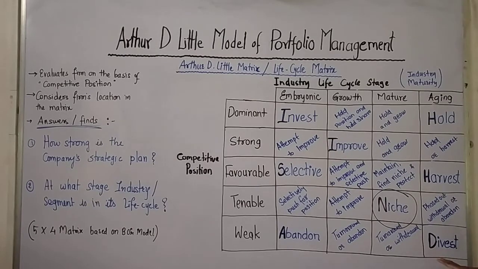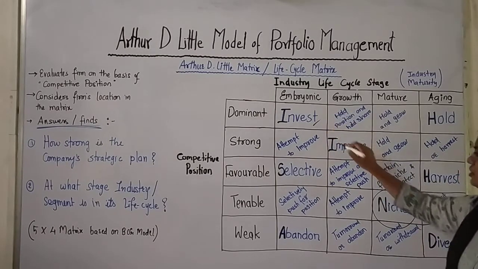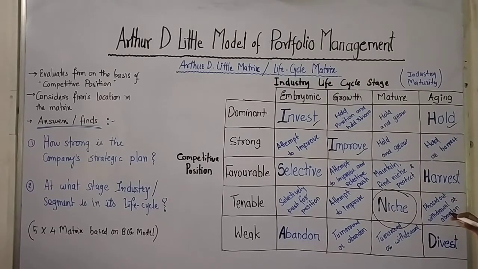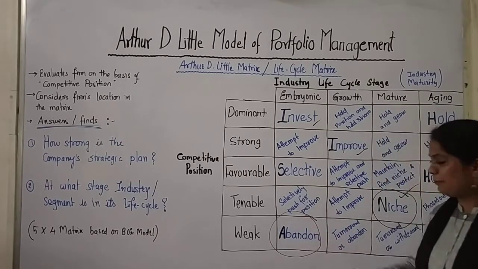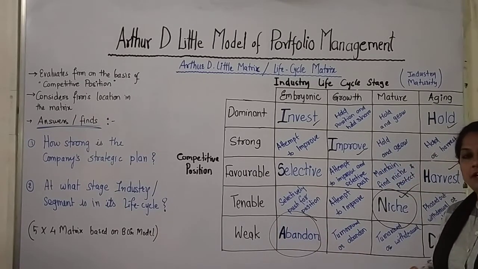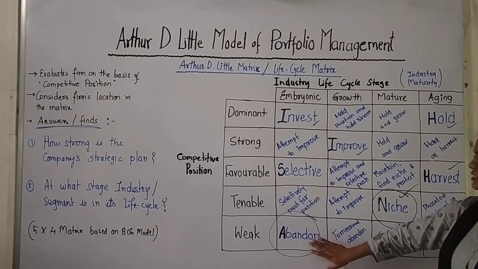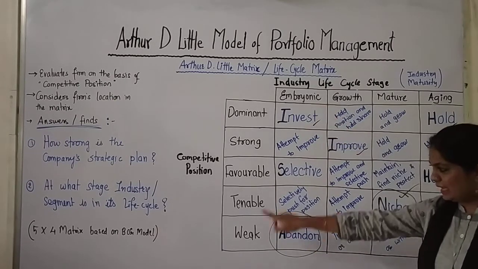Fine. So you can see here invest, improve, hold, we have discussed so far. Then harvesting means cutting costs or taking the products out of the market. Here we talked about the niche, that means be in a position where you just focus on limited differentiations and cater to them only. Now let's see this combination of abandoning the product or abandoning your portfolio, which is suggested by the combination of embryonic and weak.